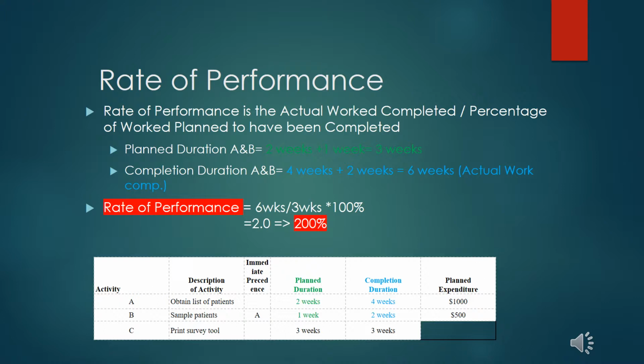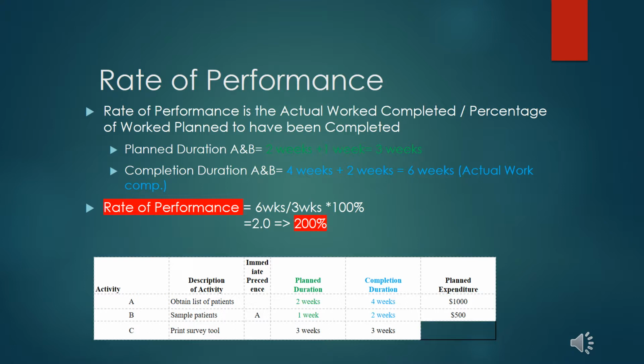Rate of performance is the actual work completed divided by the percentage of work planned to have been completed. On the activity table, planned duration for activities A and B, since they are the two main activities that can be found on the critical pathway and have also been completed, is equal to 2 weeks plus 1 week, which we will get 3 weeks in total.